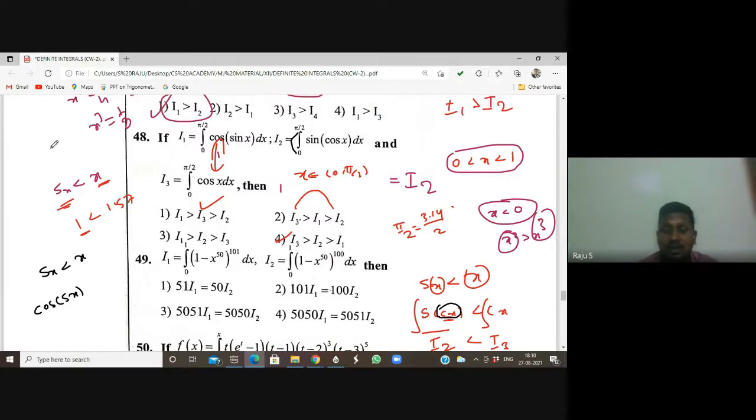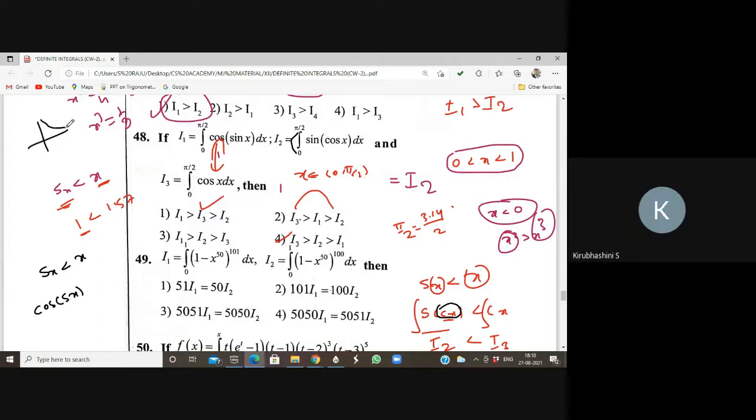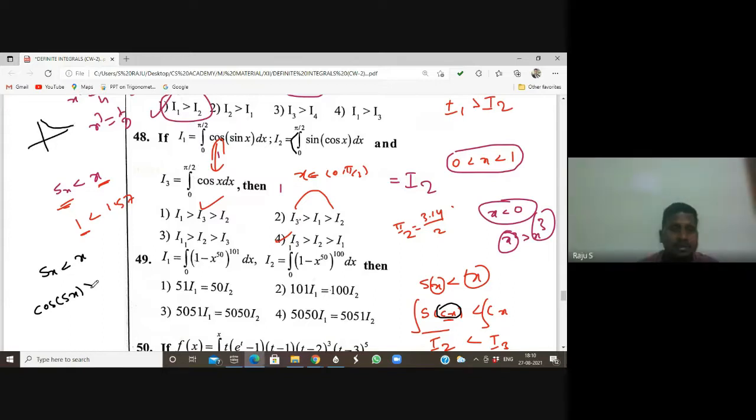Increasing or decreasing? Graph. Sir, decreasing. Decreasing, so that sign is changing. When you apply cos in the first quadrant, it is decreasing, so when I take the integral, this is I3, this is I1. I1 is greater than I3. I3 is greater than I2. Already we got it.